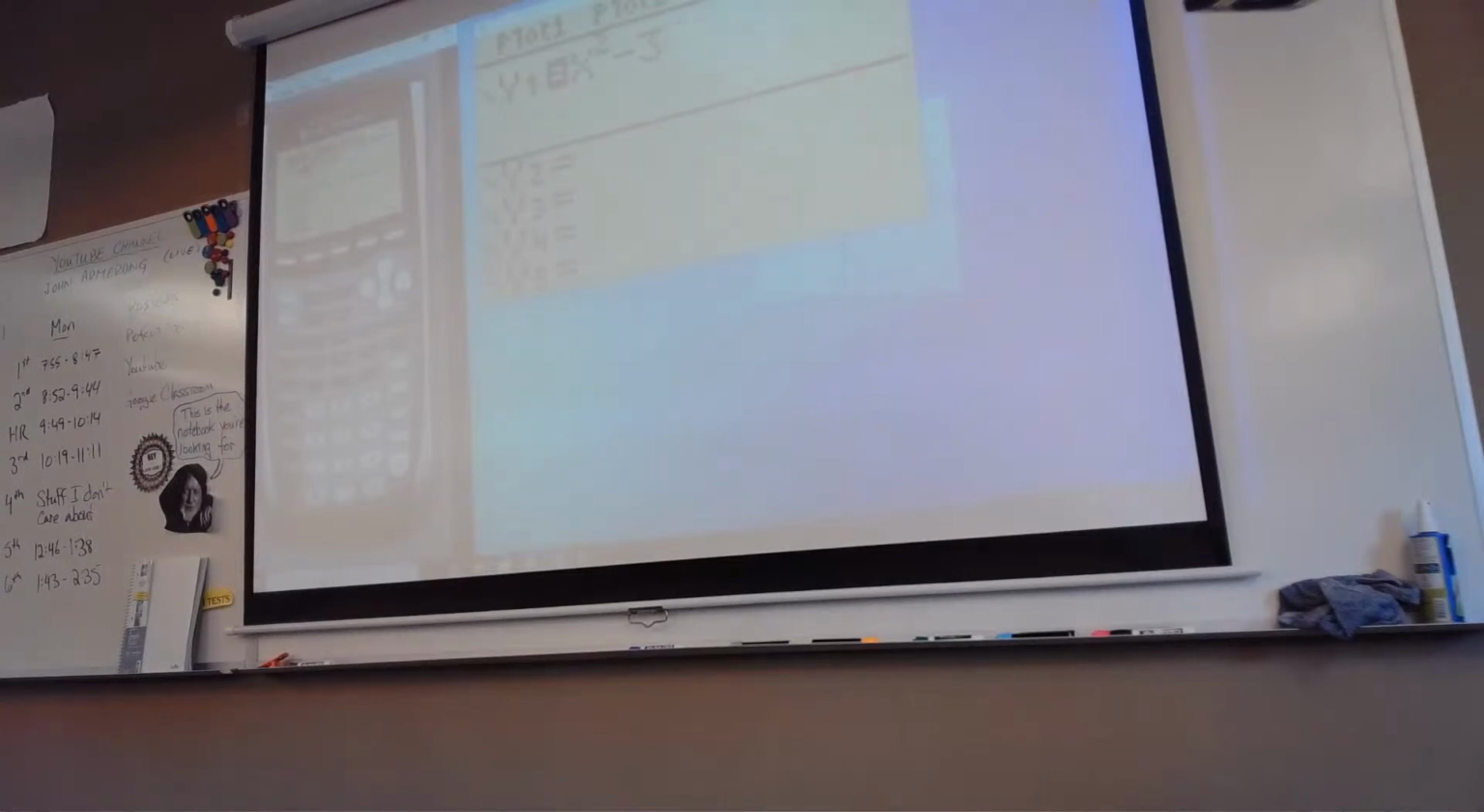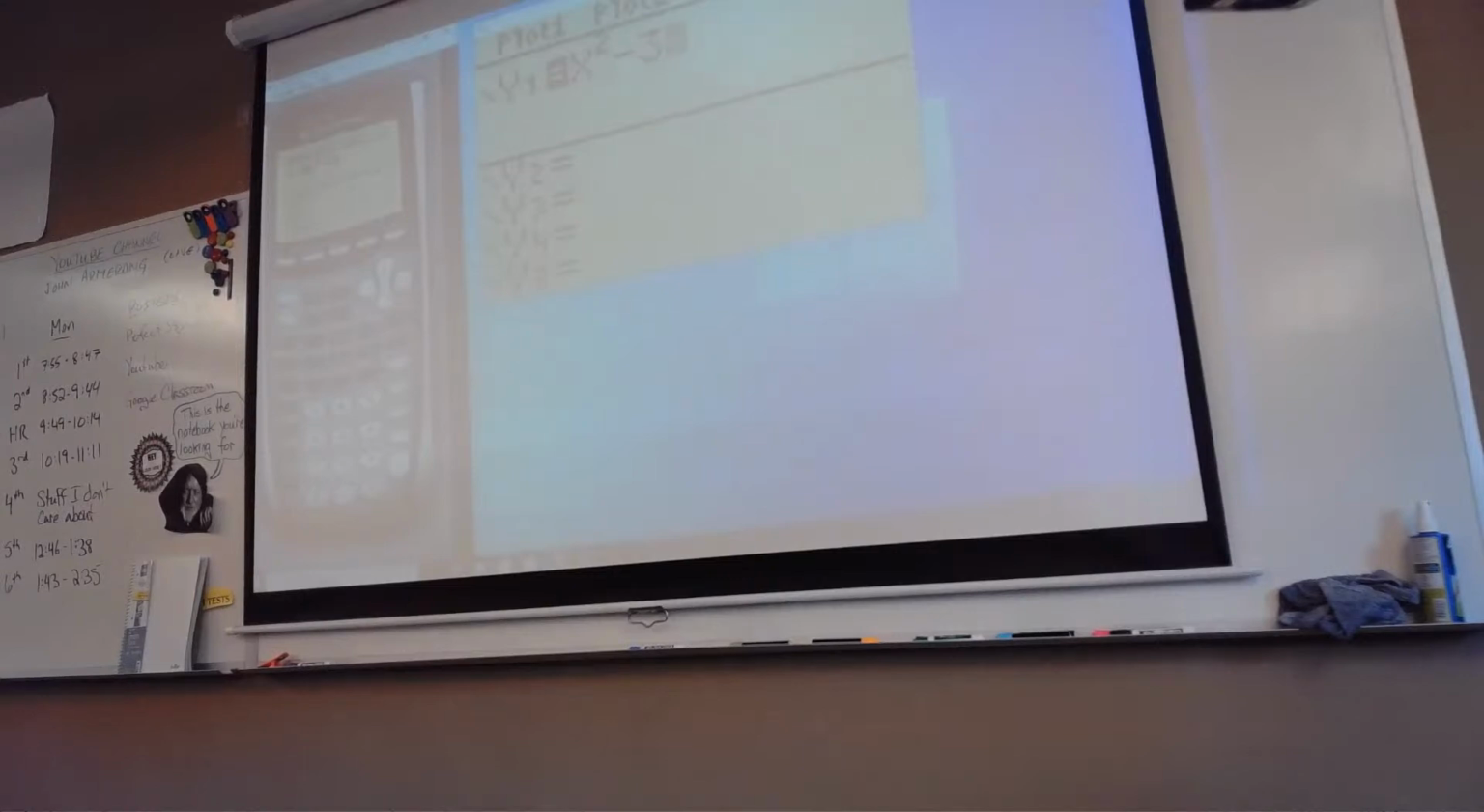How far up and down do they need to go? How far left and right? That depends on a lot of things, and we're going to talk about that a little bit later. But a good place to start on the graphing calculator is just to go 10 by 10 by 10 by 10. It covers a lot of stuff.